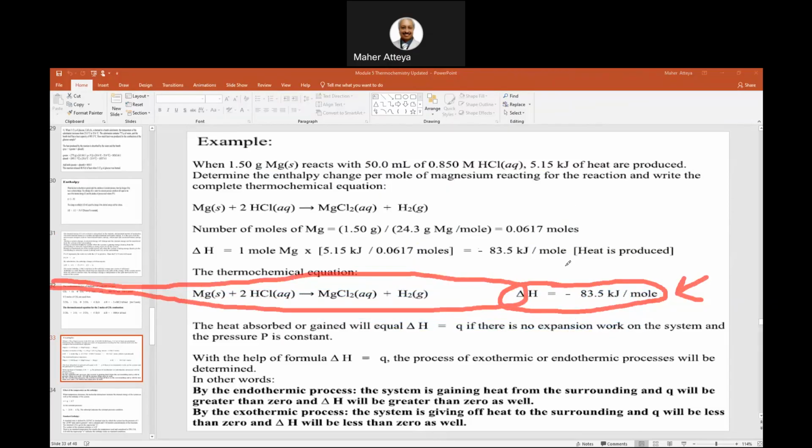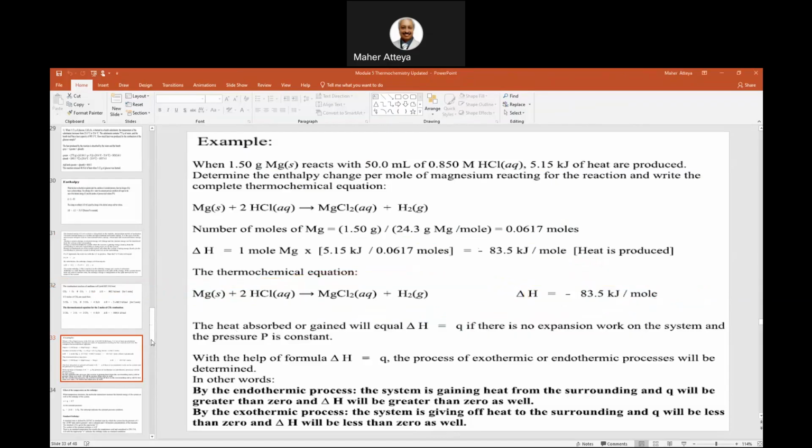So now, with the negative, as I said, negative means we are dealing with exo. If it's positive, we are dealing with endo. Okay, guys. Okay, so let me go and look at the next example.